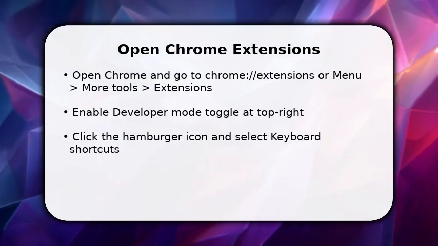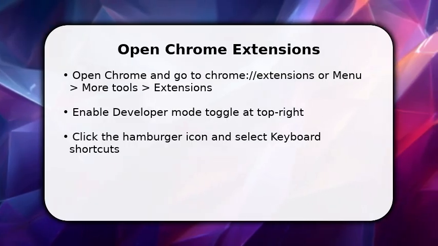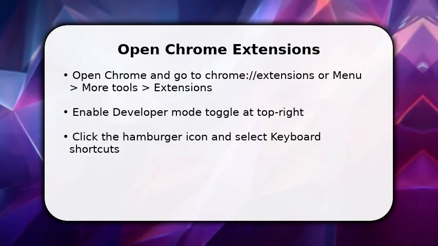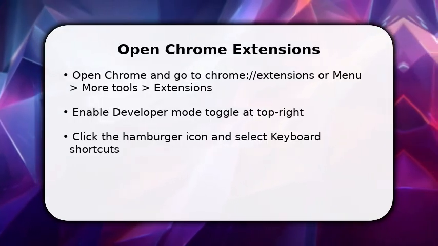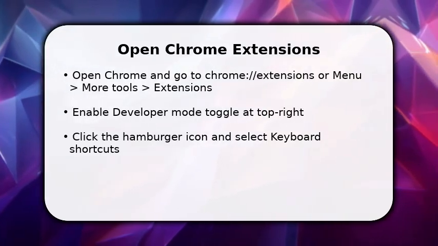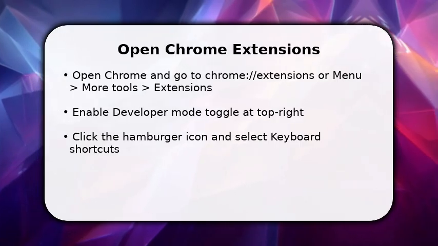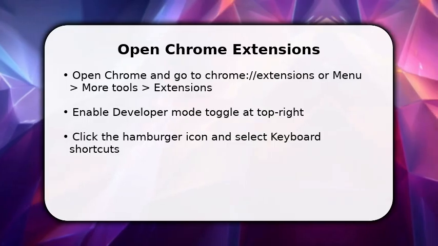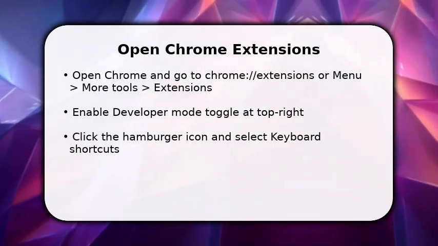You start by opening Chrome and jumping straight to extensions so you can edit shortcuts now. Open Chrome, /extensions, or use menu, more tools, extensions. Once open, turn on developer mode at the top right. This exposes the extra menu items you need. Then click the 3-line hamburger icon and choose keyboard shortcuts.